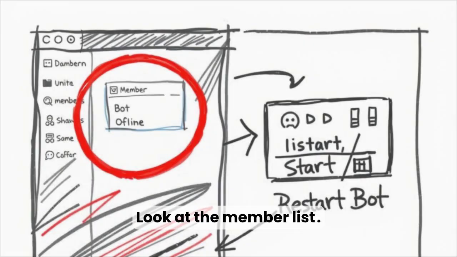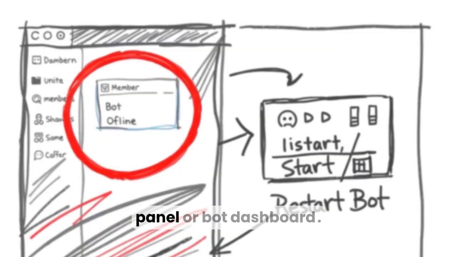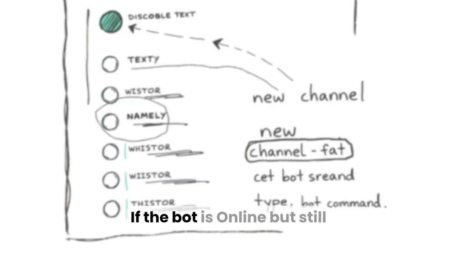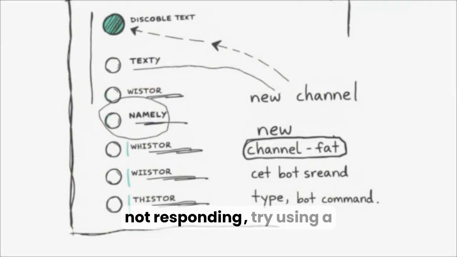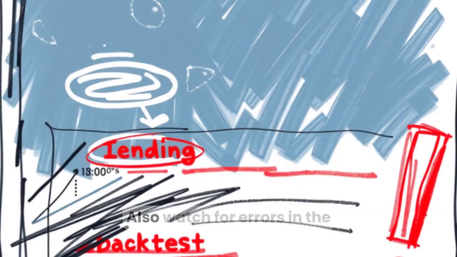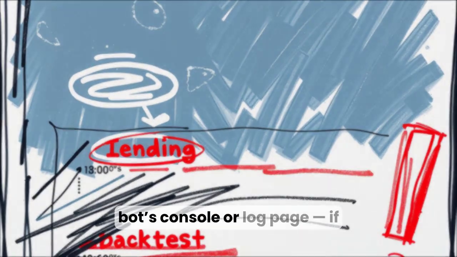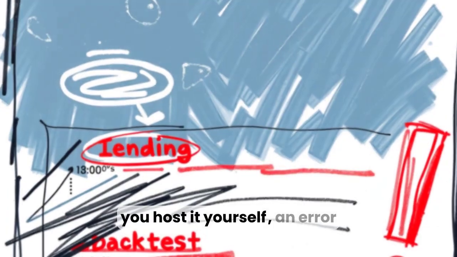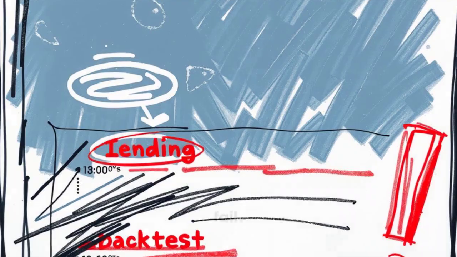Look at the member list. If your bot shows as offline, restart it from your hosting panel or bot dashboard. If the bot is online but still not responding, try using a different channel to rule out channel-specific issues. Also watch for errors in the bot's console or log page. If you host it yourself, an error here can explain why commands fail.